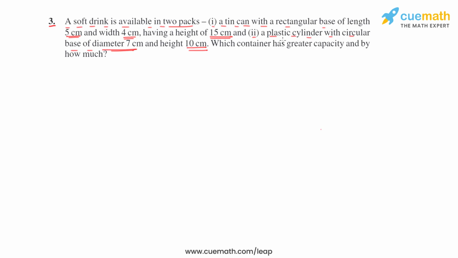It means two types of can are there. One is tin can, another is plastic cylindrical can, and they are asking which container has the greater capacity. It means we have to find the volume of both the containers and then compare them. So let's start work. So I'll show you the figure first.